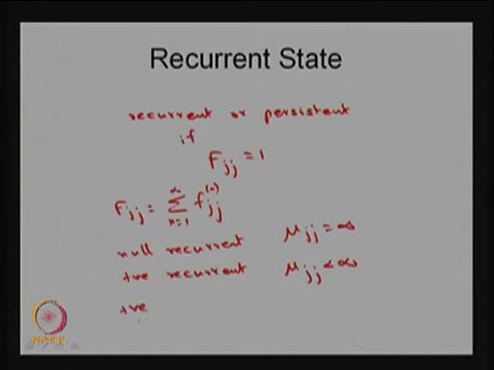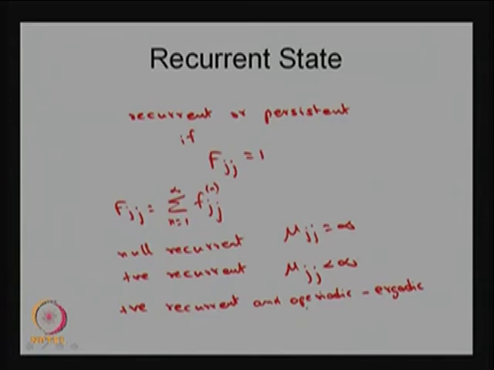If any state is a positive recurrent as well as aperiodic, then that state is called an ergodic state. Any state is called ergodic whenever that state is positive recurrent as well as aperiodic. Aperiodic means the periodicity of that recurrent state is 1.